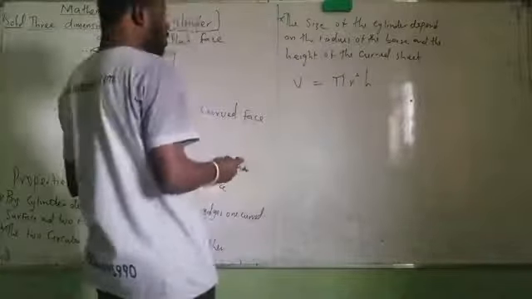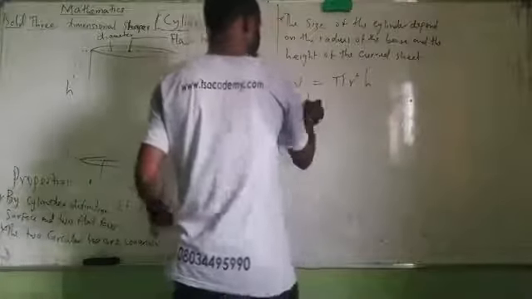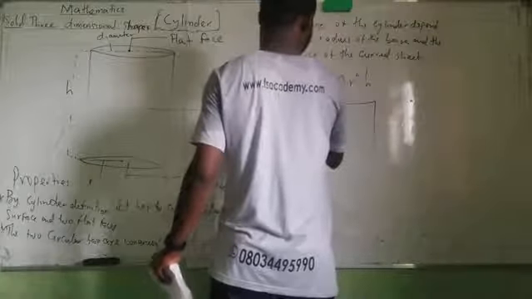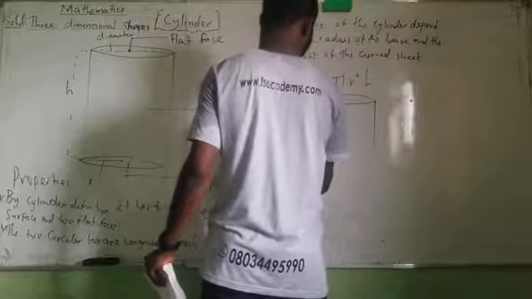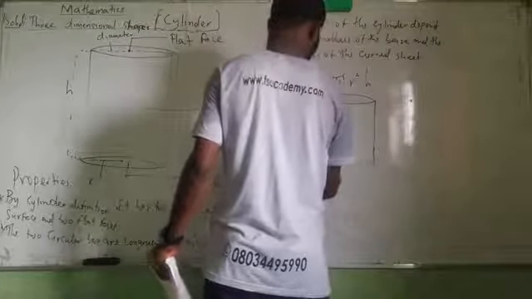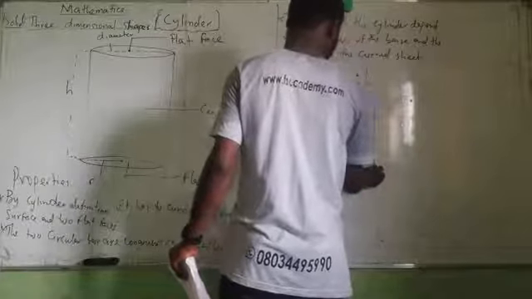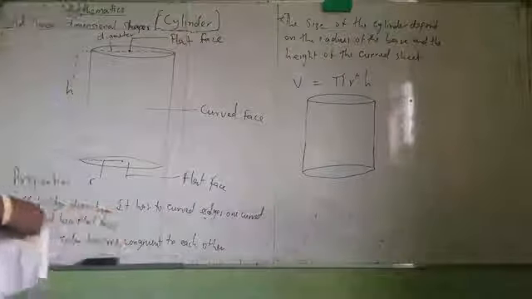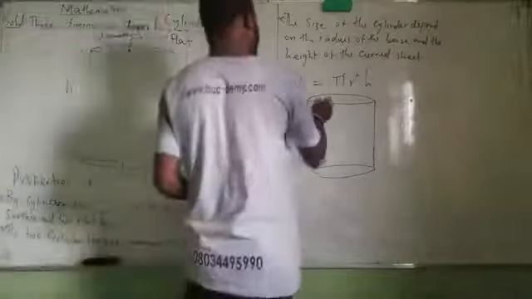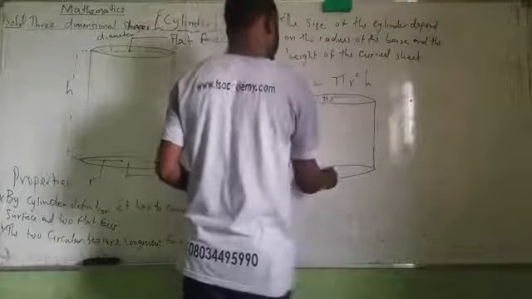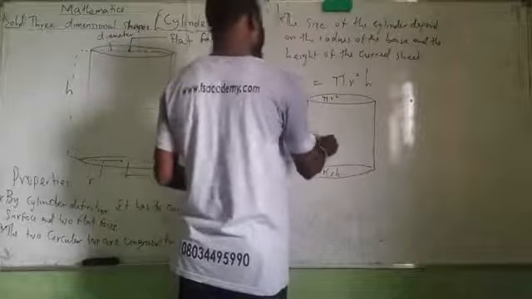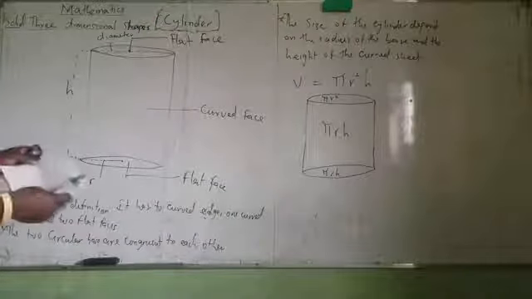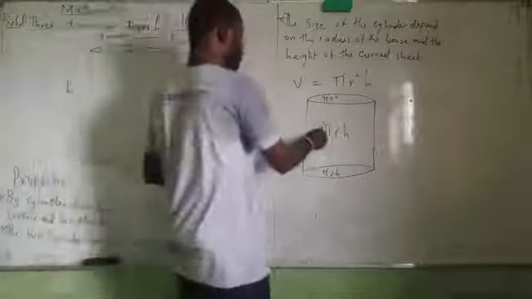We need to understand what is called, please listen to me. Now, look at this. Don't forget that the area of this circular face is pi r squared. Here will be pi r h, sorry, 2 pi r h.